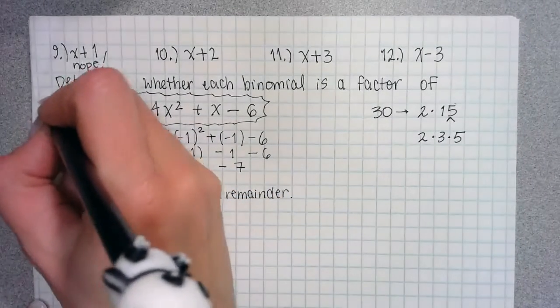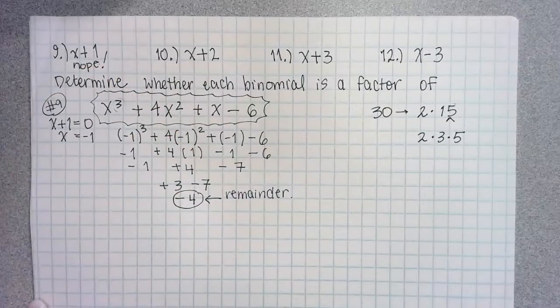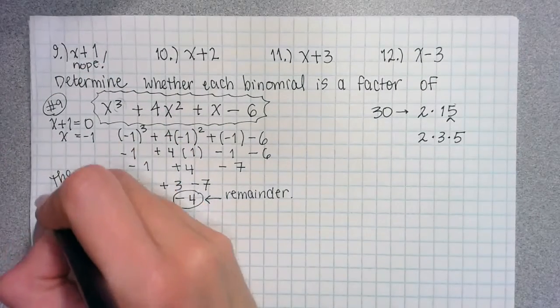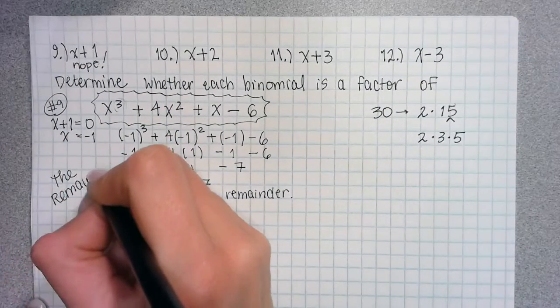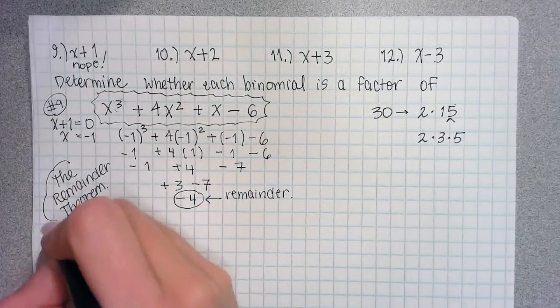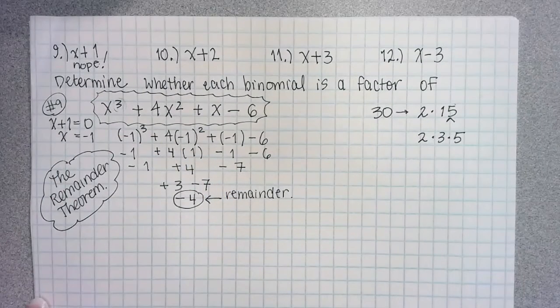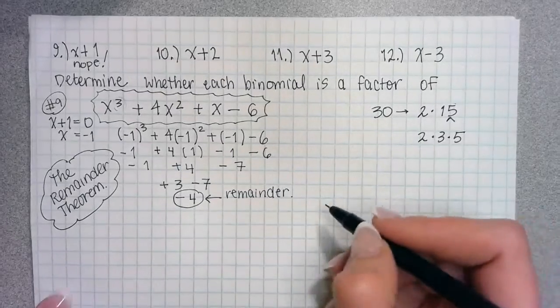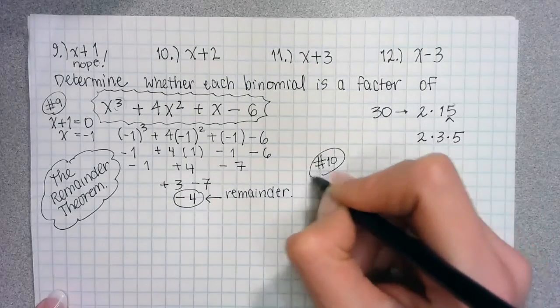That was our work for number 9. That was just another way to do it. And this is actually called the remainder theorem. And we'll learn that more formally in class. But that was your little sneak peek at it. Okay, so let's try number 10 in our cheap way over here.